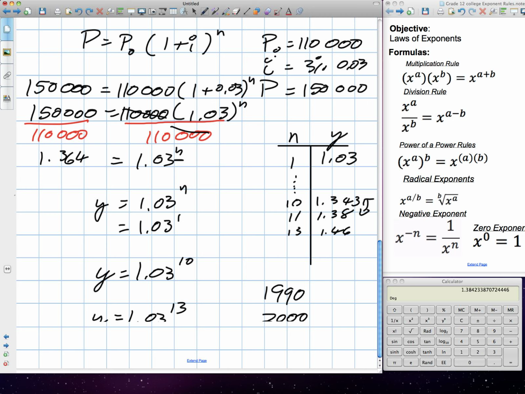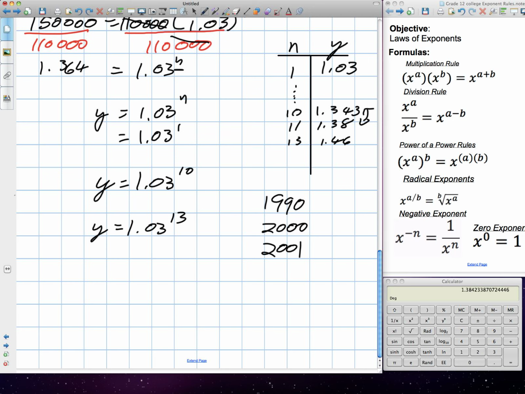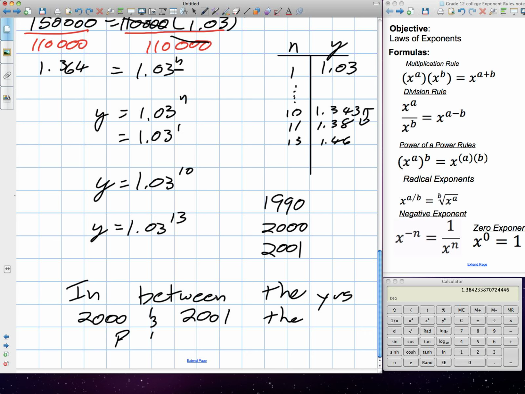So your sentence will be: somewhere between or in between the years 2000 and 2001. I want you to give me a range, okay, of a year. Between the years 2000 and 2001, the population equals 150,000 people. Okay, so we're not going to get it dead on. I don't expect you to get it dead on. I want you to give me a range within a year. Between what 2 years will the population reach 150,000?